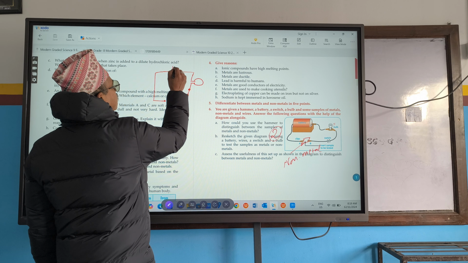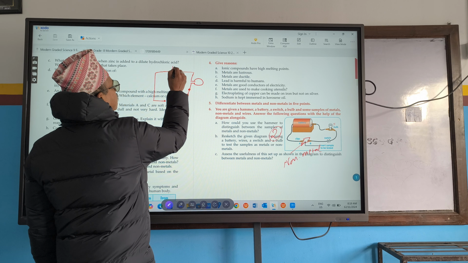Sir, are cell and battery the same? Actually, one is called a cell, and when there is a group of cells, we call it a battery. A group of cells is called a battery. So a battery has more voltage, more current. A cell has less voltage, less current. Okay? And this is the wire.